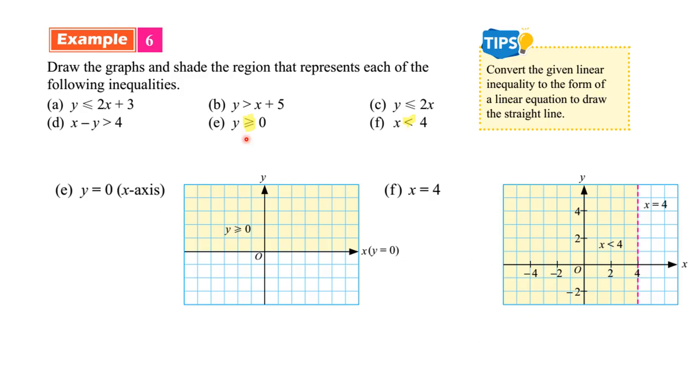E. y is greater than or equal to 0. So we have to draw the line y is equal to 0, which is the x-axis, and shade the region above the straight line. F. x is less than 4. So we have to draw the straight line x equals 4, a vertical line which passes through the x-axis at 4. Then we shade the region on the left because the inequality sign is less than.